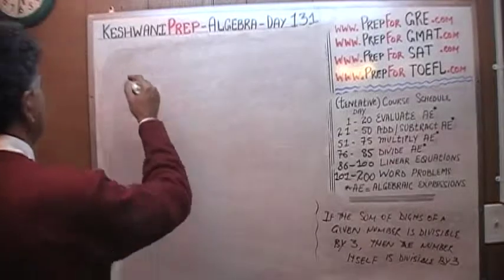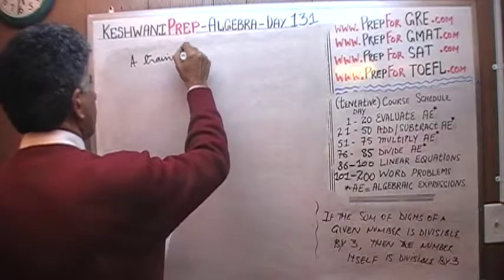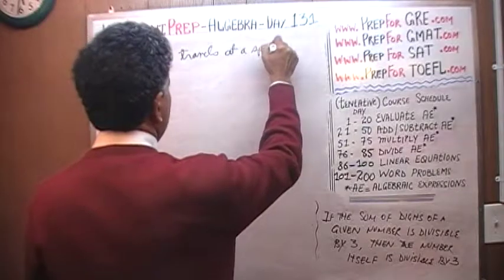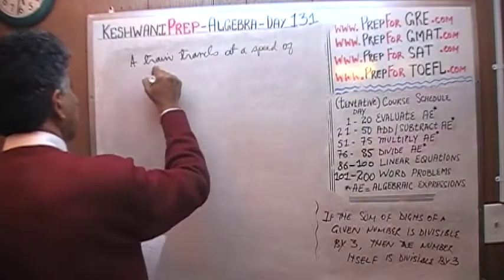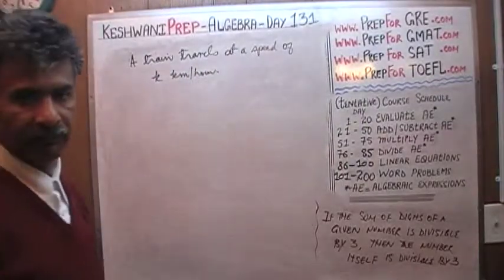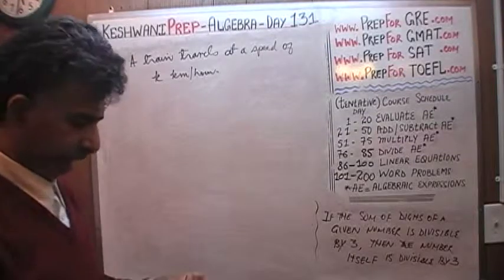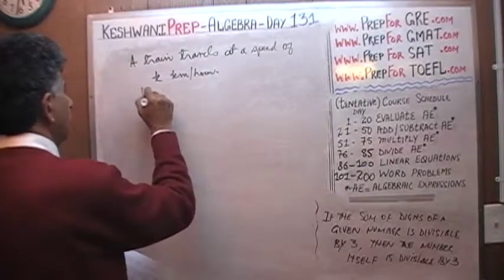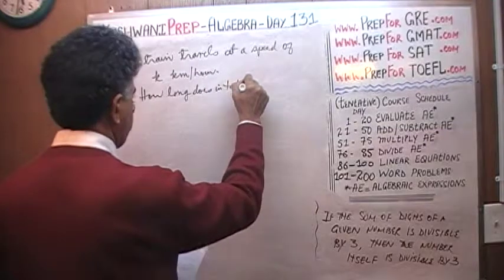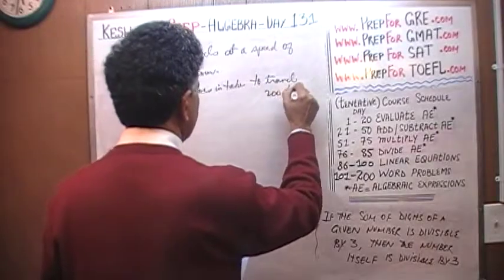Here's the question. A train travels at a speed of k kilometers per hour. Of course, we do not know the value of k, otherwise it would be an arithmetic question. This is an algebra question. It goes k kilometers every hour. The question simply is, how long does it take to travel 200 kilometers? That's all.